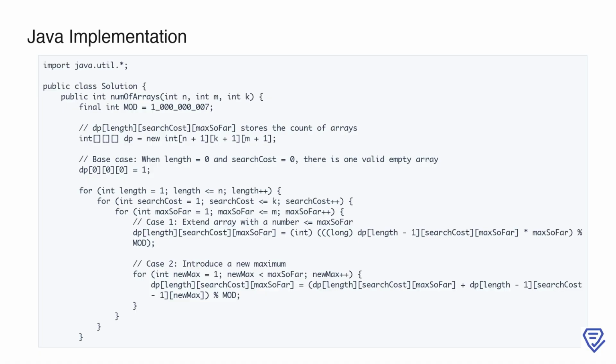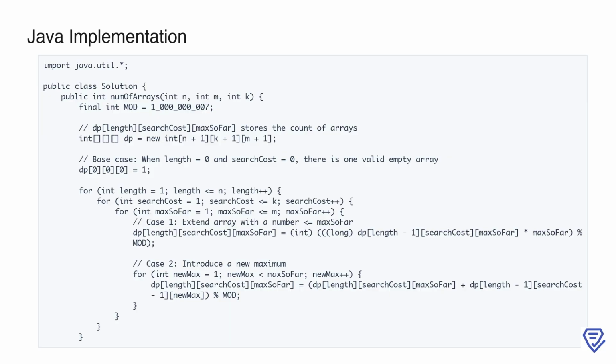Here, we start by importing the necessary utilities and defining the solution class. The core method, numOfArrays, takes 3 parameters: n, the length of the array; m, the range of numbers from 1 to m; and k, the exact number of comparisons to find the maximum. We define a constant mod to handle large numbers as the result must be computed modulo 1 billion and 7. Next, we declare a three-dimensional dynamic programming array, dp[length][search_cost][max_so_far], representing the number of valid arrays for a given length, search cost, and maximum value so far. The base case is initialized such that dp[0][0][0] is 1, representing one valid empty array when the length and search cost are 0.